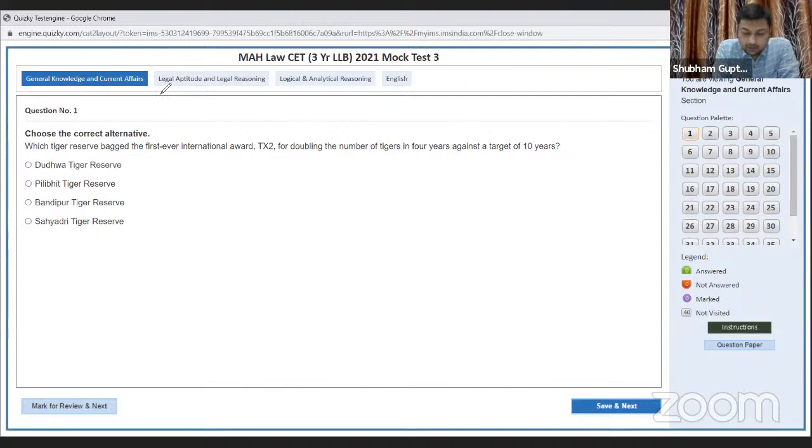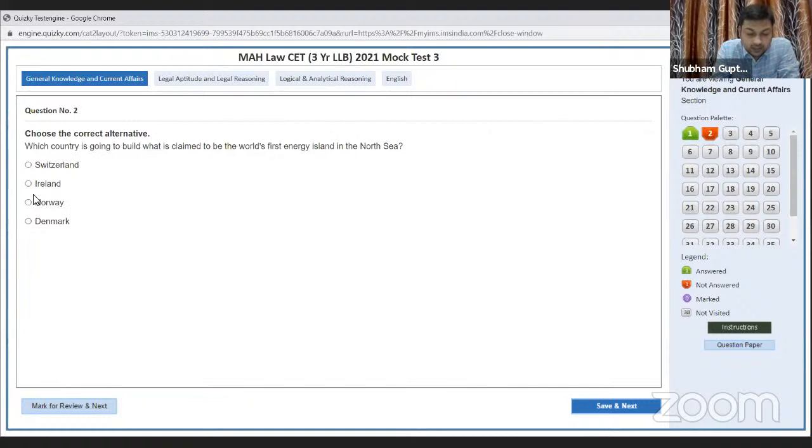So now my first question is: which tiger reserve bagged the first ever international TX2 award for doubling the number of tigers in 4 years against a target of 10 years? If you have been reading the news regularly, if you have been a regular reader, you know it is Pilibhit, correct? So you can move forward. If you do not know, you can guess any which way.